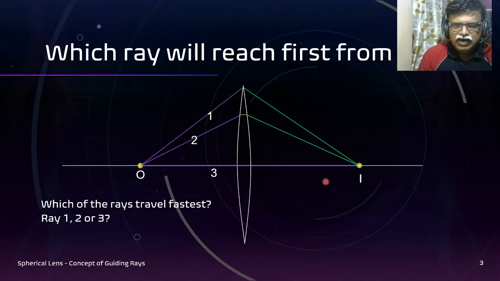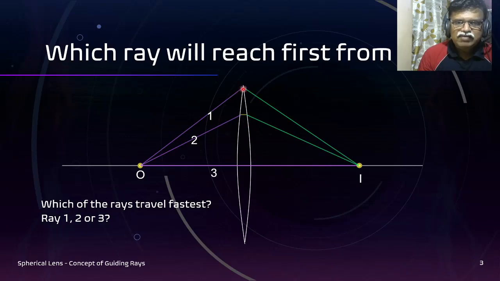Why do they reach in the same time? Ray number 1 travels a greater geometrical distance, ray number 3 travels a lesser geometrical distance. However, ray number 3 also has to travel a larger distance in the lens, in the material of the lens, where the speed of light is less. Refractive index is defined as speed of light in vacuum upon speed of light in the medium. If the refractive index is 1.5, typically for glass, then with the speed of light in vacuum being 3 lakh kilometer per second, in the glass it will be 2 lakh kilometer per second.